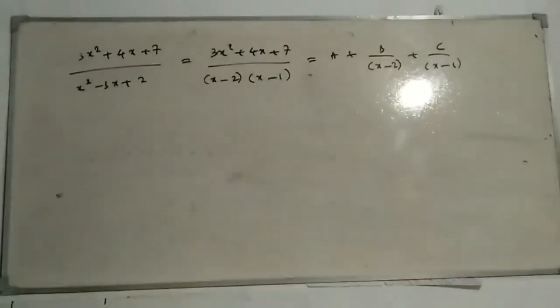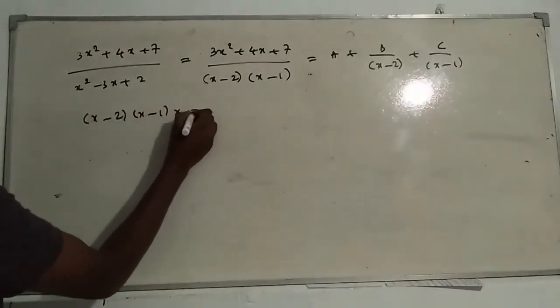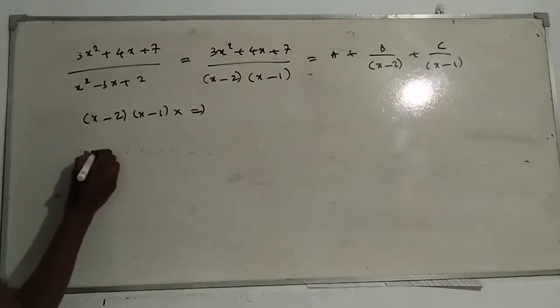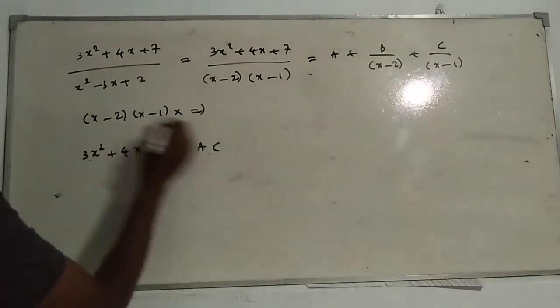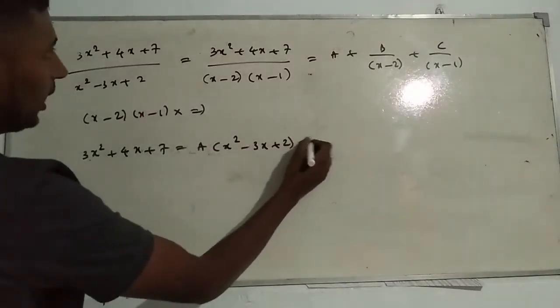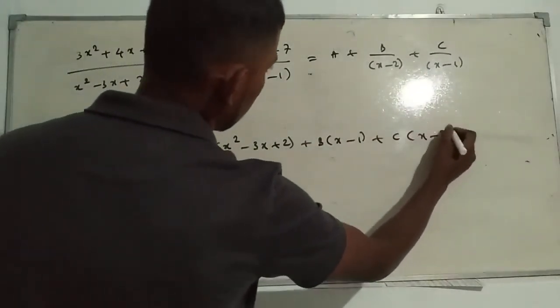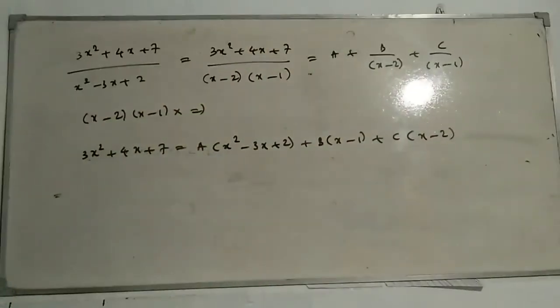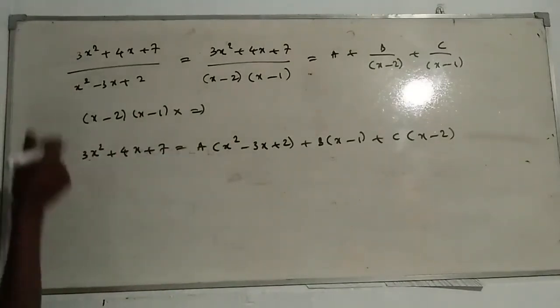Now you have to do again the same procedure: x minus 1, x minus 2, we have to multiply this by this one. Again, 3x squared plus 4x plus 7 is equal to a times (x squared minus 3x plus 2) plus b times (x minus 1) plus c times (x minus 2), like that. Now you have to consider the coefficient of equal terms.